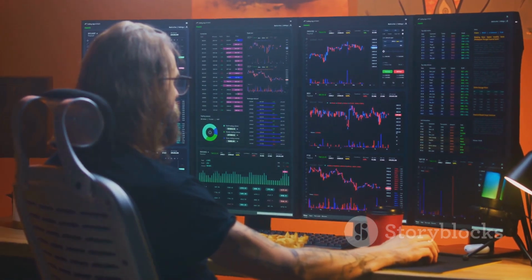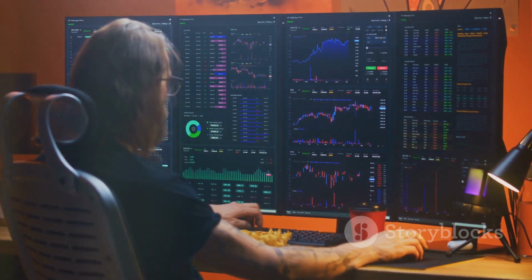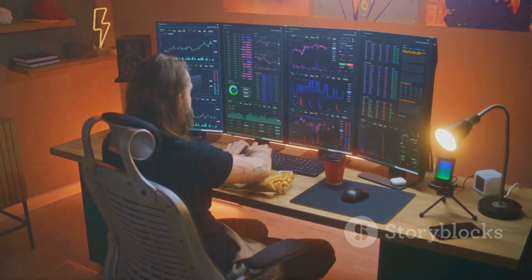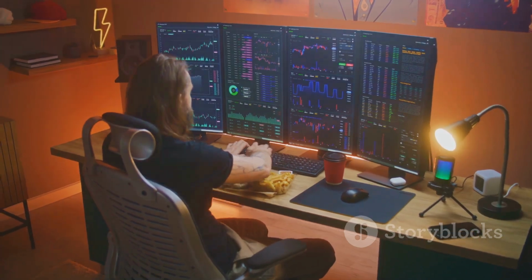Proper implementation requires careful selection of strike prices, an understanding of market conditions, and a clear outlook on the underlying asset. With the right knowledge and execution, advanced options strategies can be a valuable addition to a trader's toolkit. Embrace these tools and take your trading to the next level.